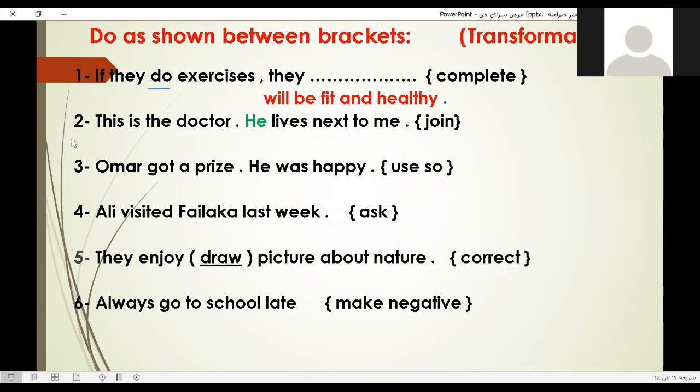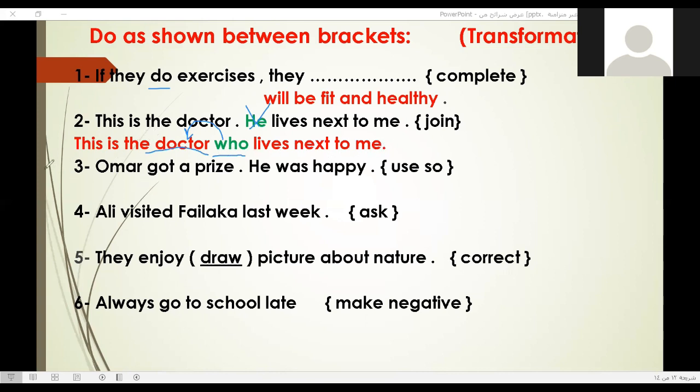So look at the answer here, and can you read it, please? This is the doctor who lives next to me. So why did you add who, not which? Because which is for something, not someone. And who is for people, and doctor is for people. Thank you very much. So we omit he and replace it with who, so that it links the two sentences and makes them one sentence.